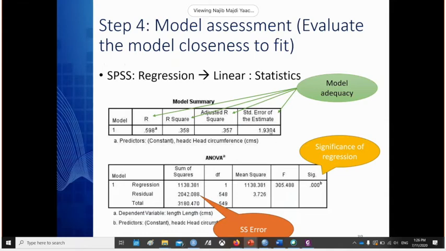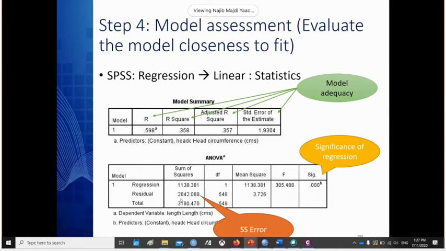Standard error of estimate: a smaller error indicates a better model. If you are comparing a few models, you can compare R square, adjusted R square, and also standard error of estimate. If you have only one model, then there's no comparison to be made. Then you just need to interpret the R square.